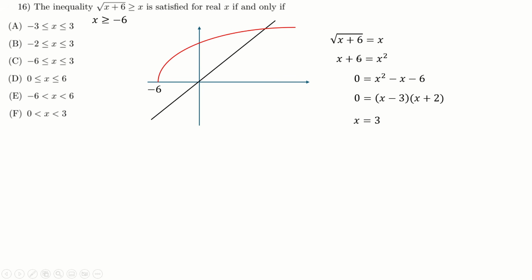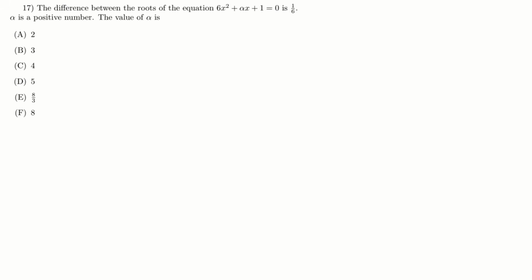Squaring both sides created a fake solution, but that's fine. So the 3 is the one we care about, and it's between 3 and minus 6, and that'll be our answer there. 17 then. Again, this has been, I think, an exact question in TMUA at some point. Don't ask me which paper.